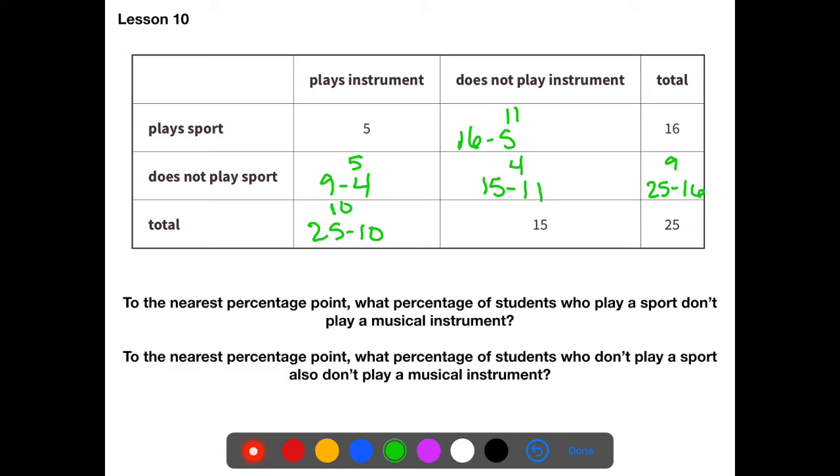Number 2 should be 69%, because 11 over 16 equals 0.687, and since it's a 7, you would round up. And then to the nearest percentage point, what percentage of students who don't play a sport also don't play a musical instrument? It would be about 44%, because 4 over 9 equals 0.444.